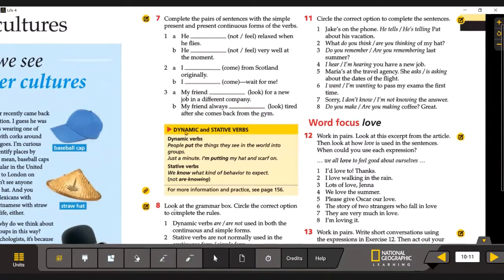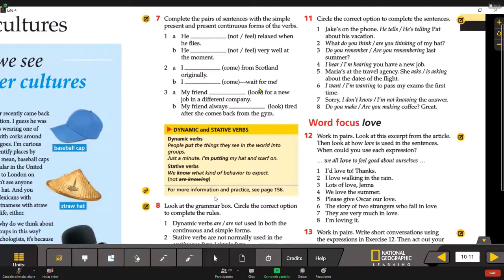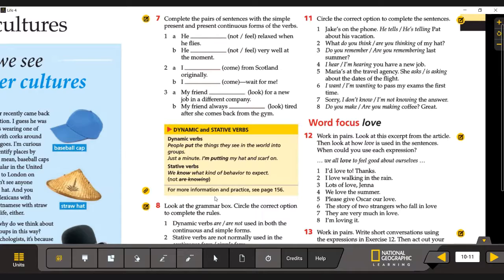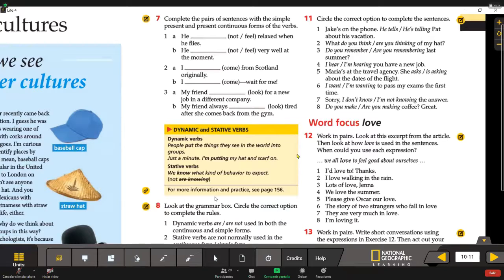Dynamic and stative verbs are... Remember that in English, verbs are usually divided exactly the same way we divide verbs into regular and irregular. Do you remember that? That the teacher probably mentioned in level 3. There are regular and irregular verbs. Yes, do you remember?